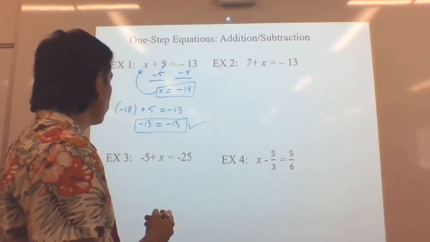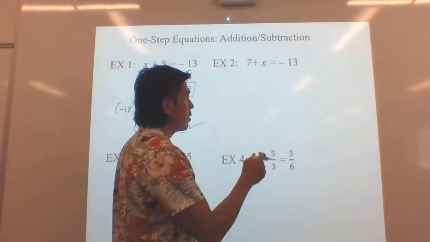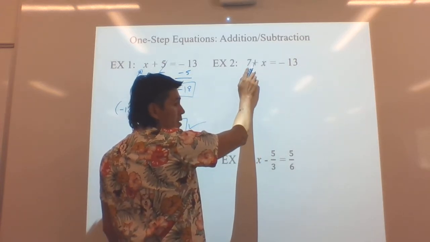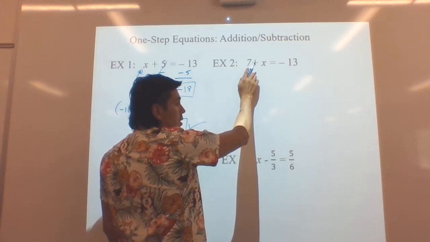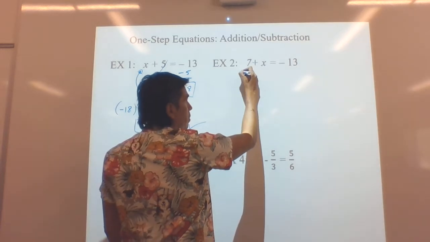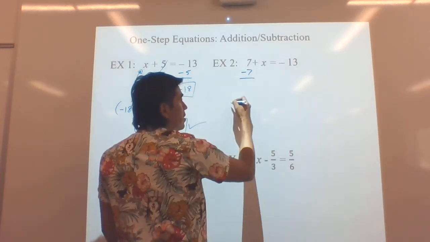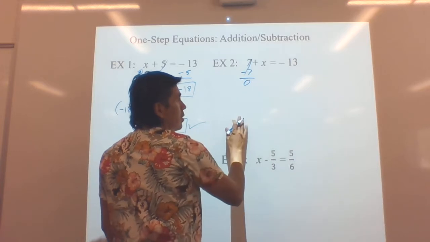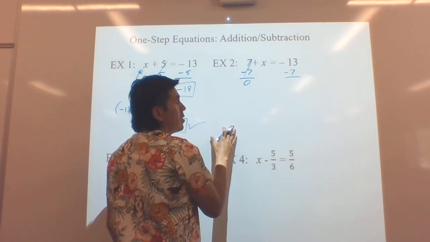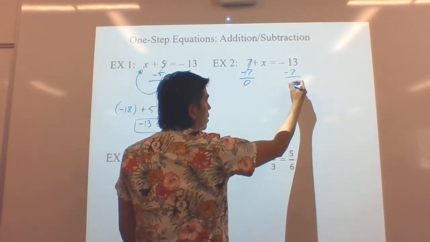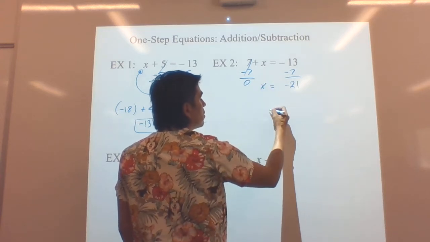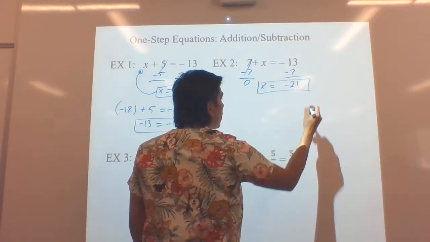We're going to go on to number 2. Same thing. We ask ourselves, what's happening on this side? We look at 7. Is 7 positive or negative? It's positive. So if it's positive, what's the inverse of positive 7? Minus 7. What you do to one side, you do to the other side. Minus 7. Negative 14 minus 7 is negative 21. So x equals negative 21. That's the answer.